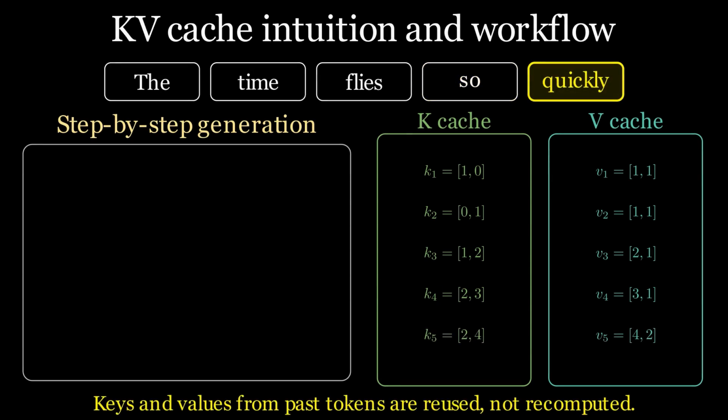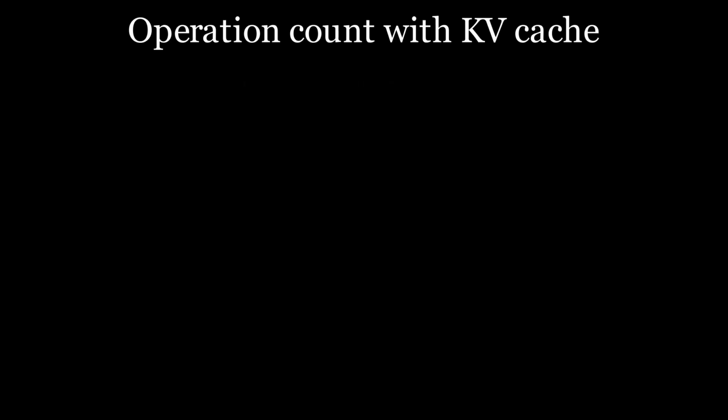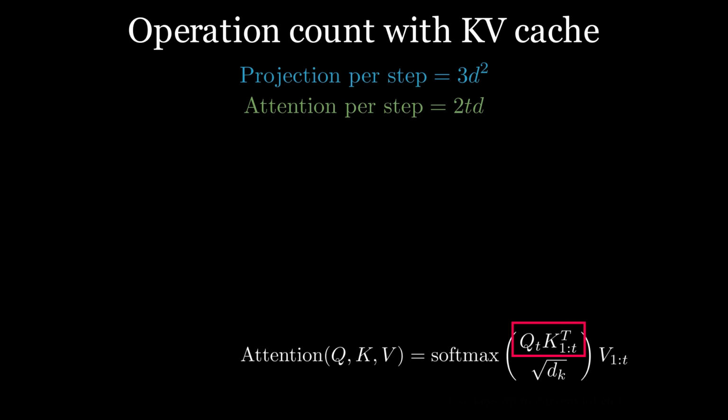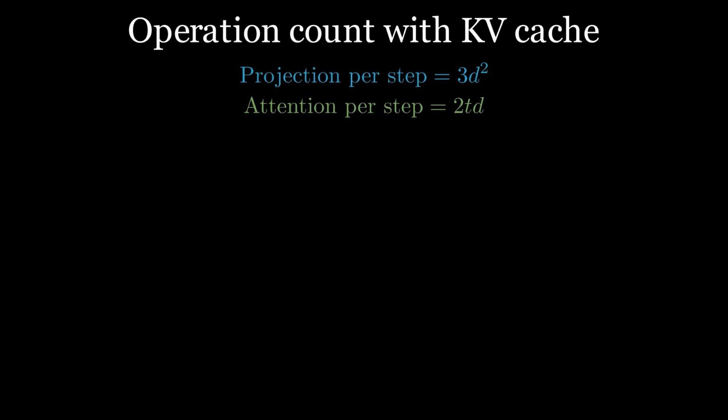Let's see. The operation cost for query, key and value projection will be 3D². This operation will be constant since projection value for previous token are getting from the list. Now the cost for attention will be 2t, which is t for dot product of query and key, and then the result times V. Combining them will give us this for single step T.